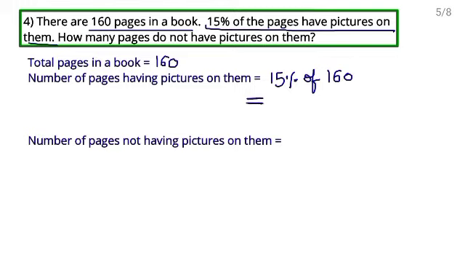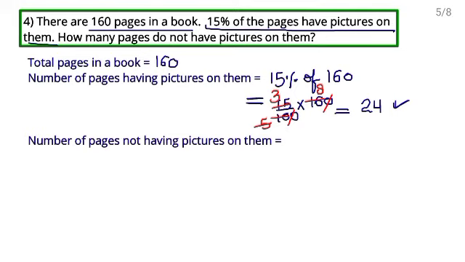Let's calculate. 15% means 15 out of 100. Of means multiply, 160. 0 to 0 cancel out. 2 8s are 16. 2 5s are 10. 5 3s are 15. Multiply it. 8 3s are 24, and in the denominator you just have 1, so no need to write it. Okay, so 24 pages have pictures on them.